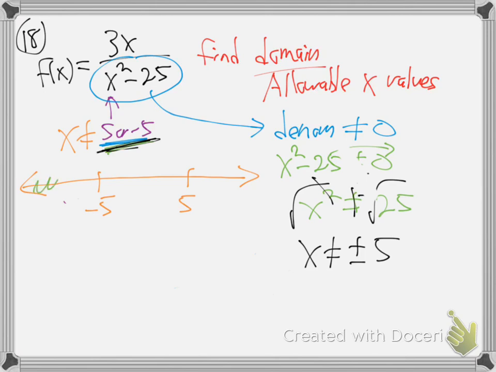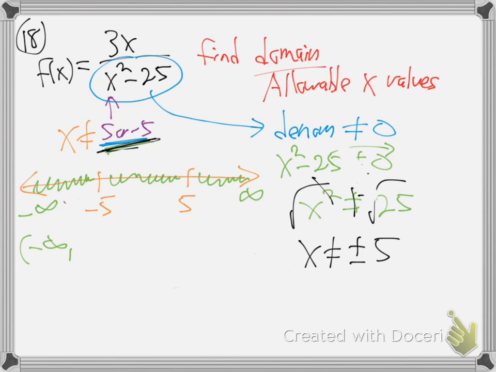I'm going to say all this chunk of numbers, which go from what? From negative infinity up to negative 5. And all this chunk of numbers in the middle, which go from negative 5 to positive 5. And all this chunk of numbers on the right, which go from 5 to infinity. There's actually 3 chunks of numbers that are all okay. Everything but negative 5 and 5.